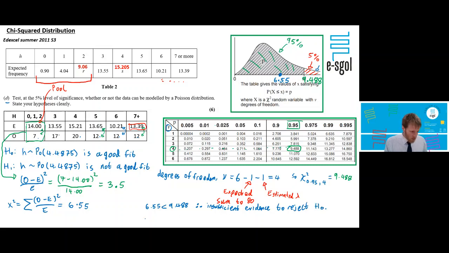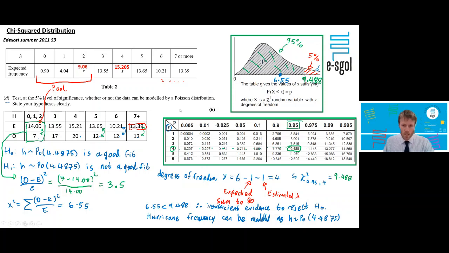You should then relate back to the original problem. So we could, as a closing statement, you'd say something along the lines of hurricane frequency can be modelled with a Poisson distribution. So hurricane frequency modelled as Poisson distribution with 4.4875 as the lambda value.